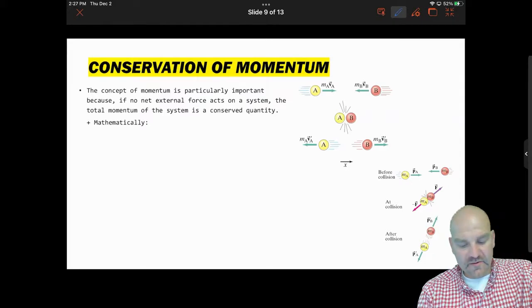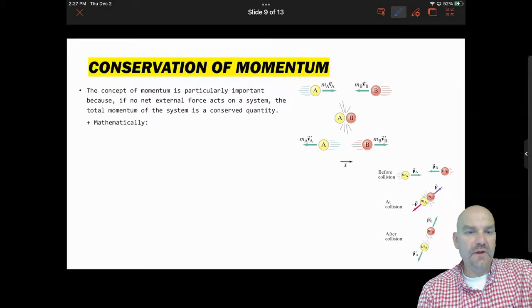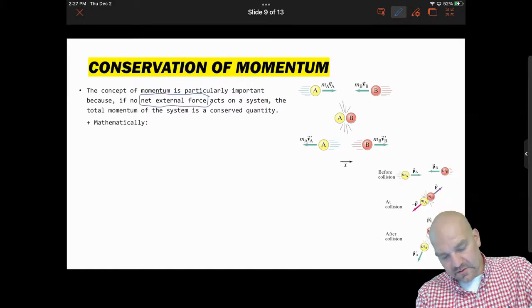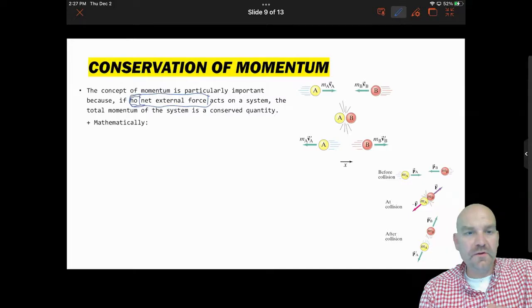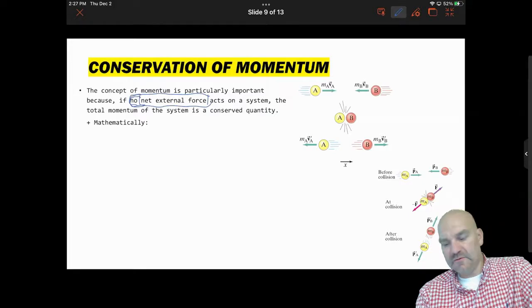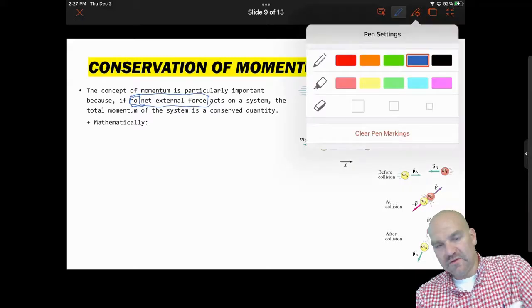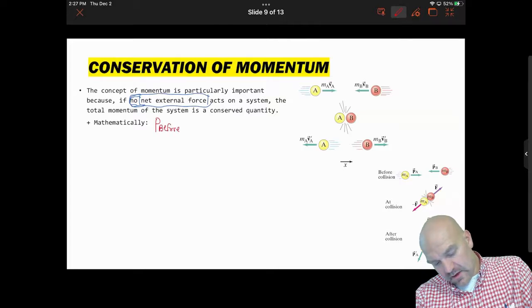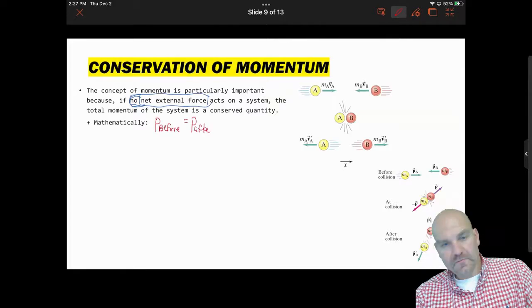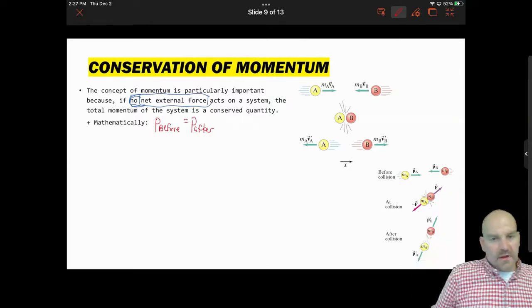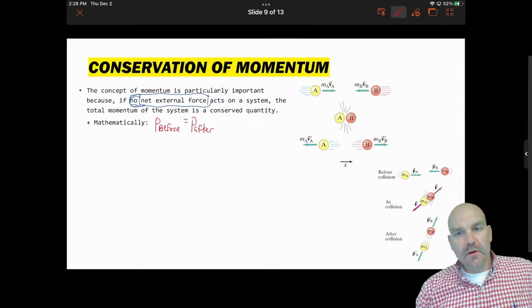And so the concept of momentum is particularly important because if there's no net external force, there's our little caveat, right? Didn't go far enough. So if there's no net external force exerted on a system, the total momentum of the system is a conserved quantity. So that means it doesn't change. So mathematically, it's like my before momentum equals my after momentum. Okay, and when we say that, we mean total momentum, not just individual momentum.